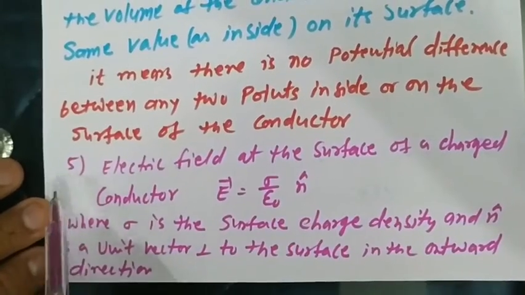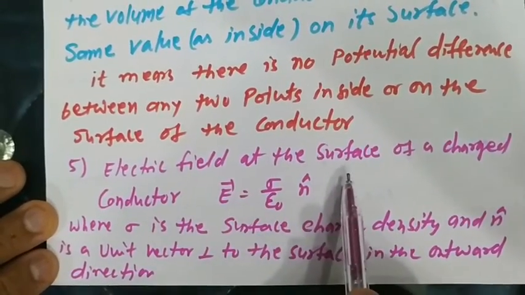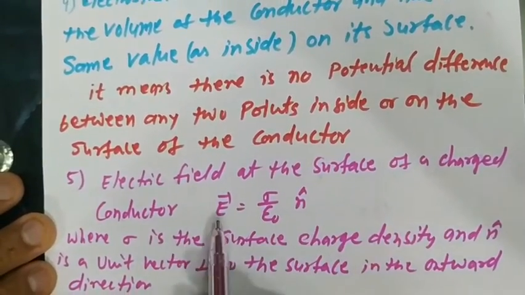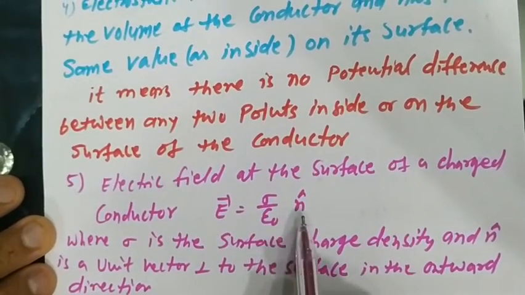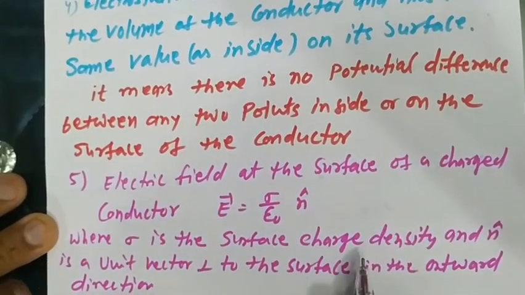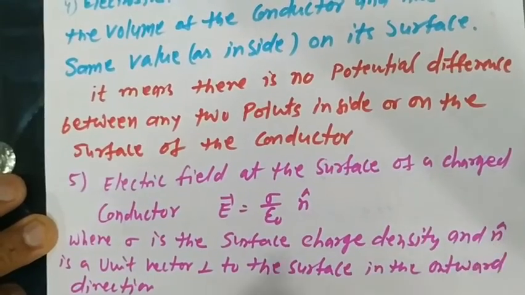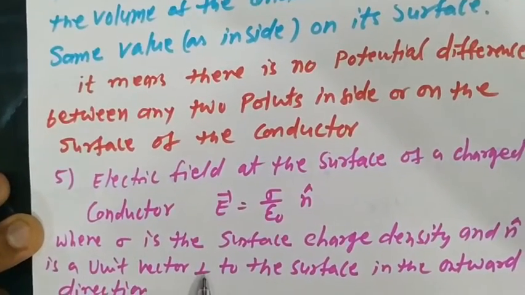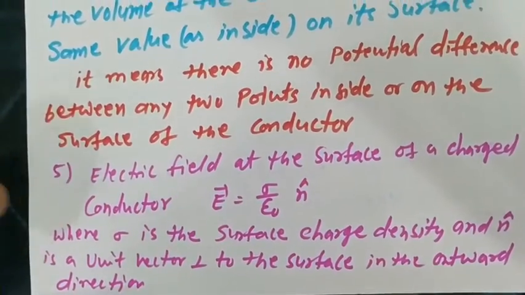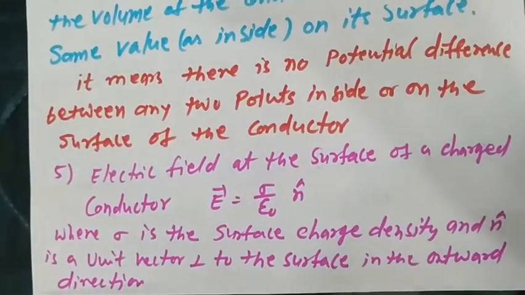Next, fifth point, electric field at the surface of a charged conductor, E equal to sigma upon epsilon naught n cap, where sigma is the surface charge density and n cap is a unit vector perpendicular to the surface in the outward direction.